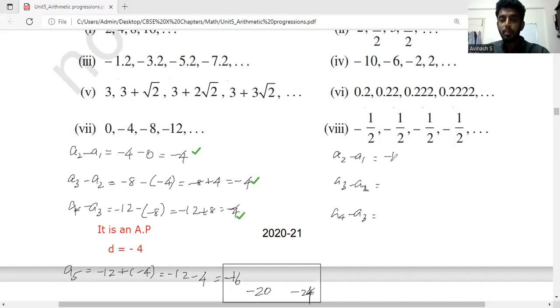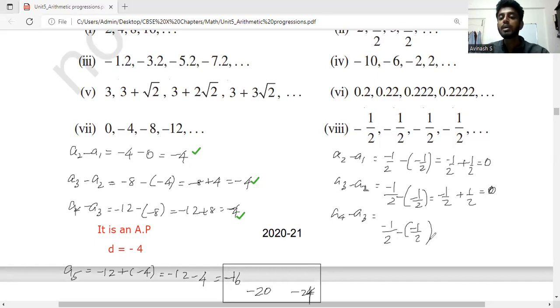A2 minus A1 is minus 1 by 2 minus of minus 1 by 2. So you get minus 1 by 2 plus 1 by 2, you get 0. Likewise, A3 minus A2 also minus 1 by 2 minus of minus 1 by 2. Same thing. Minus half plus half, you will get 0. And again, minus 1 by 2 minus of minus 1 by 2. Same thing, because the terms are all the same, you will be getting 0.